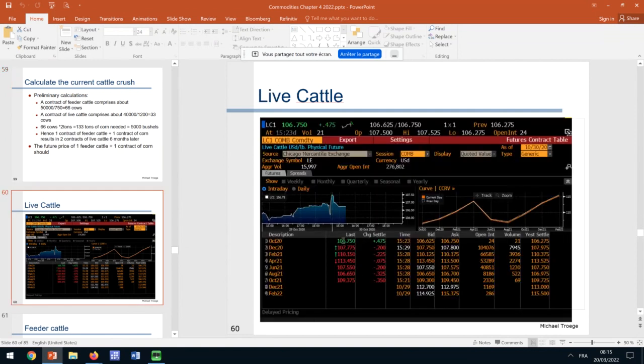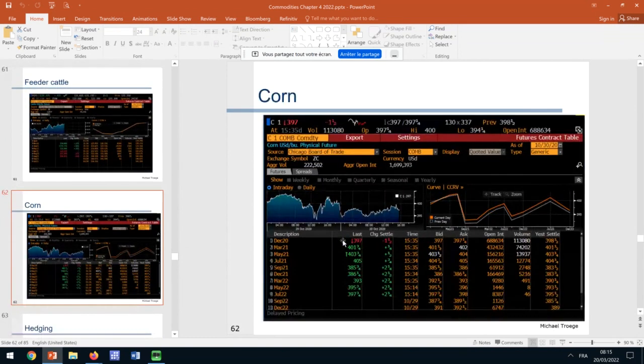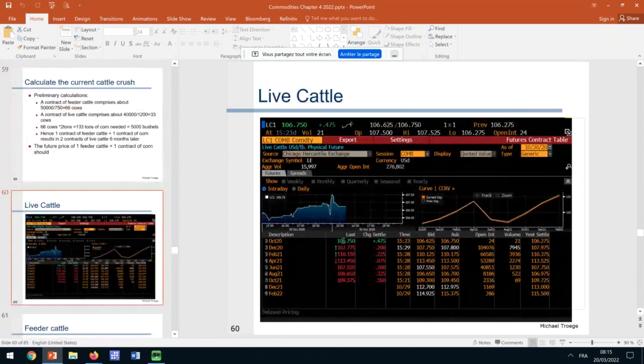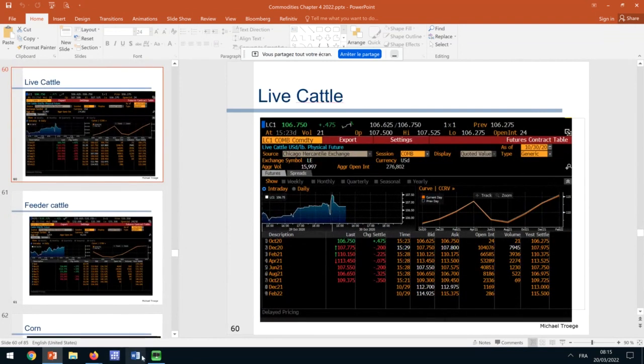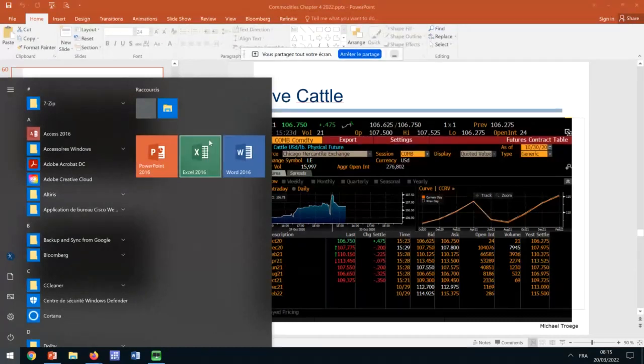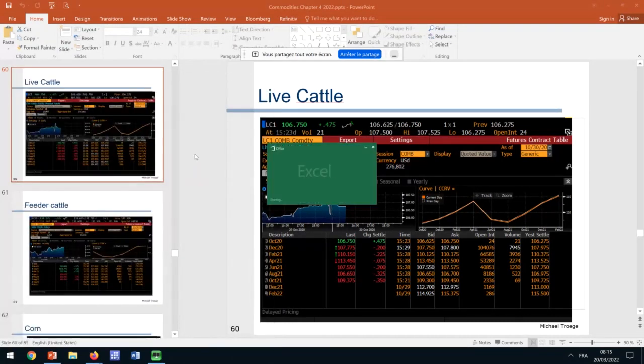So let's do that. This is the data from last year, but let's check our current data, and let's just enter these data into Excel to figure out whether the farmers are making a lot of money in the US.